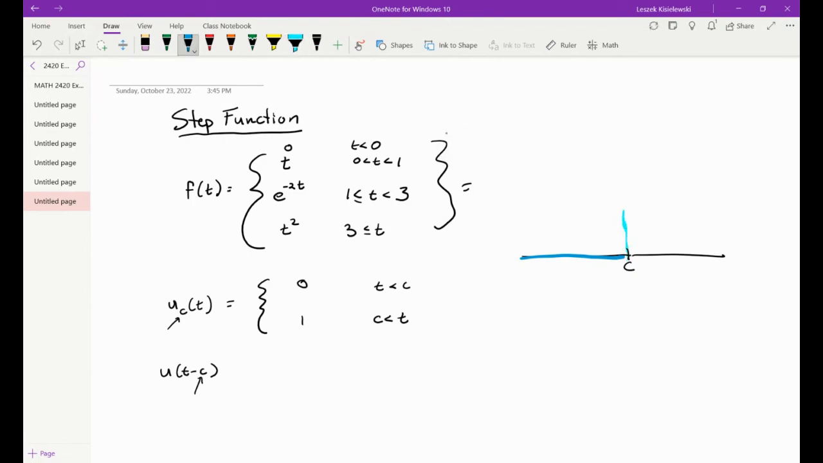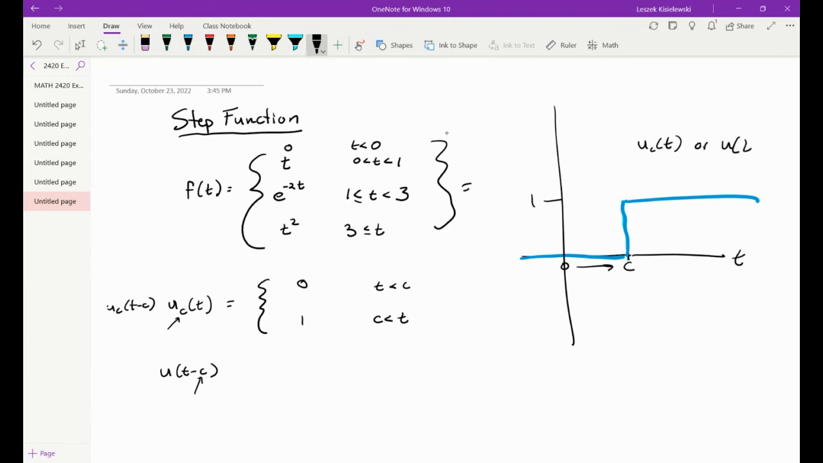This goes, oops, and just becomes 1. And this means exactly the same thing. It's just a step function that turns on at 0 translated to the right by c.